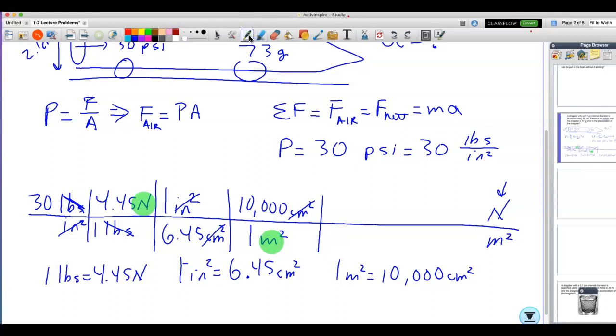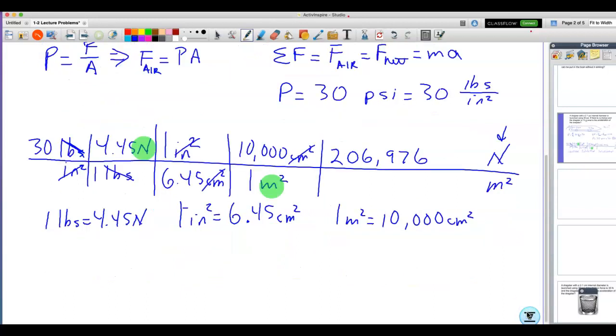So we multiply by everything on top, divide by everything on the bottom, and we get 206,976 newtons per meter squared. So that's our pressure. Our pressure in the metric system in newtons per meter squared is 206,976 newtons per meter squared, right? So now what else do we need? That's our pressure. Now we need our area.